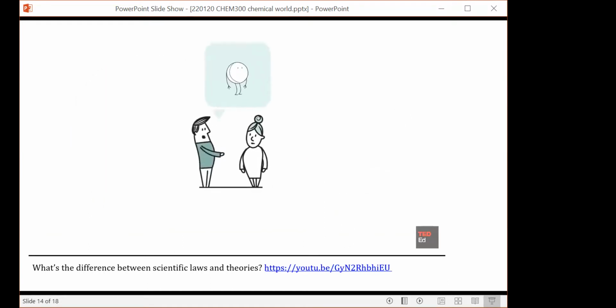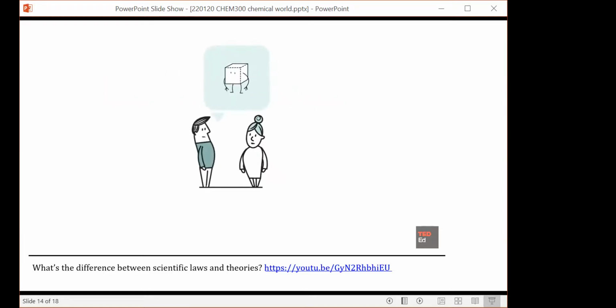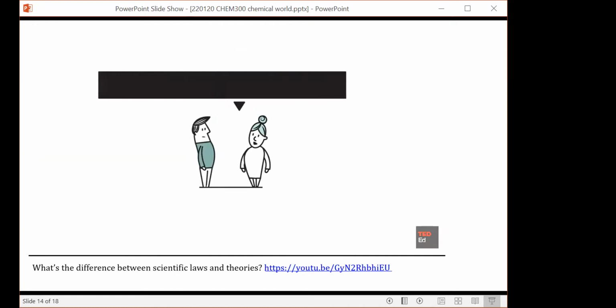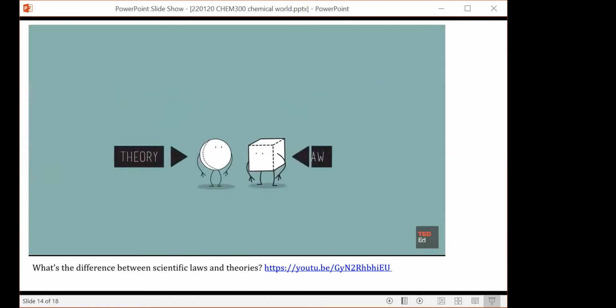Chat with a friend about an established scientific theory, and she might reply, well, that's just a theory. But a conversation about an established scientific law rarely ends with, well, that's just a law. Why is that? What is the difference between a theory and a law? And is one better?